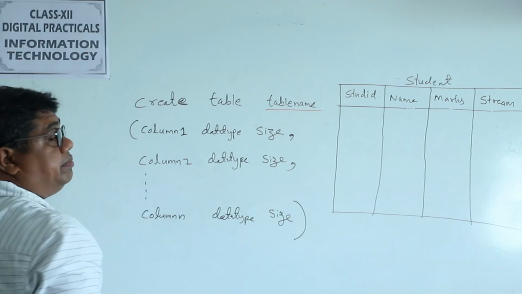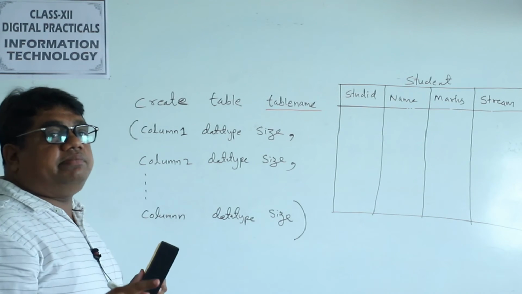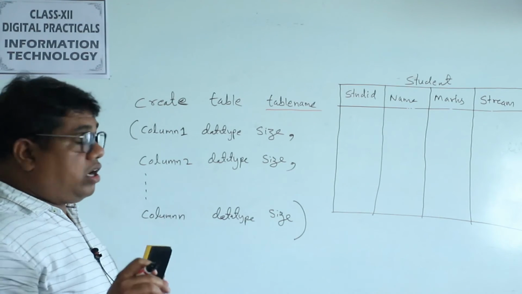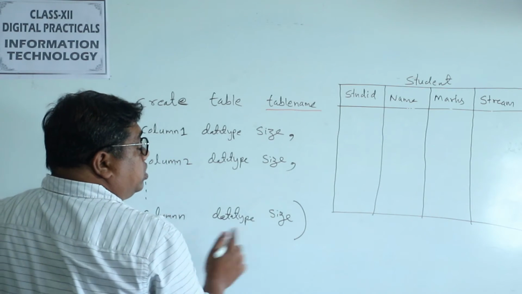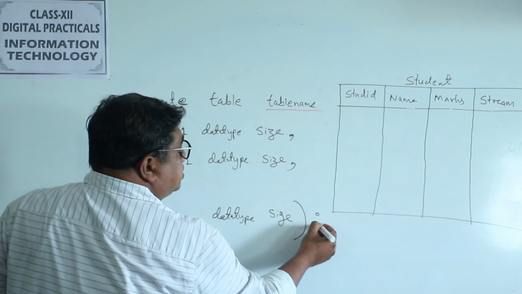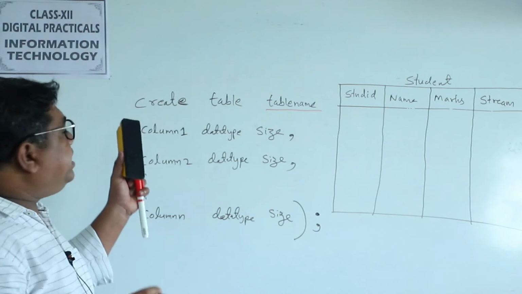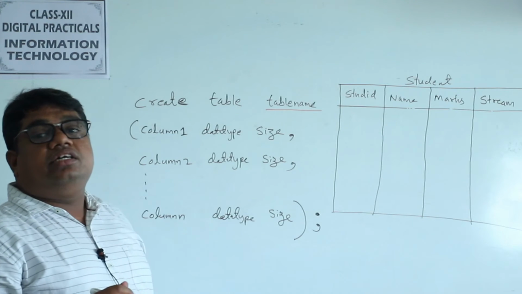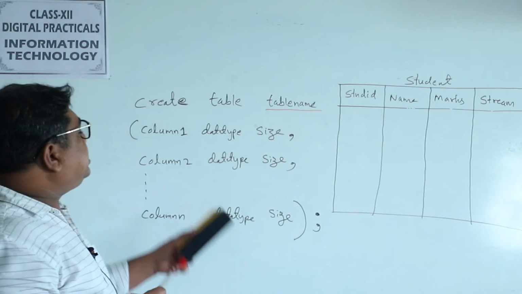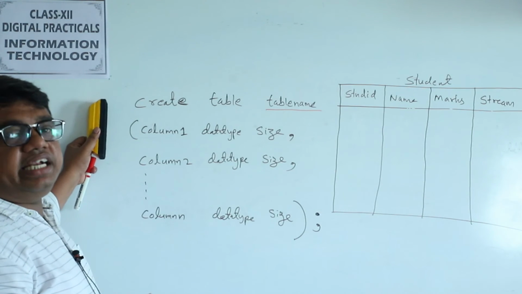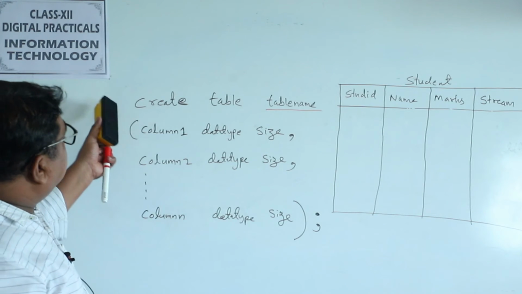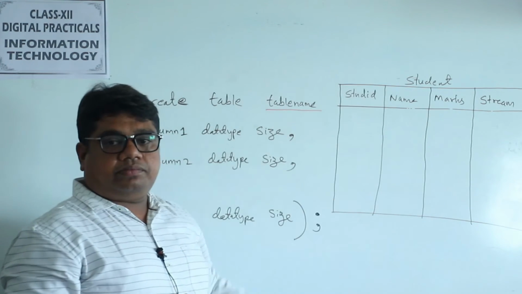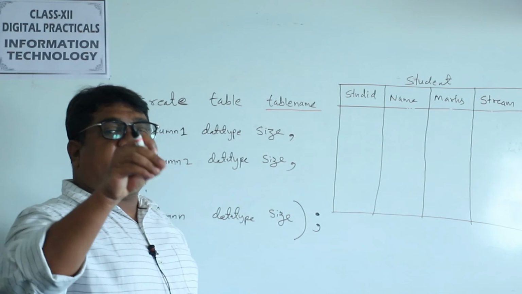And I told you at the beginning, it is not a case sensitive language, so I can write it in uppercase or lowercase alphabet, and I have also told a second note, that is it must end with a semicolon. Whatever statement I write, at the end we have to put a semicolon. So this is the syntax, or I can tell rule, to write a SQL statement to create a table where we are going to store data.